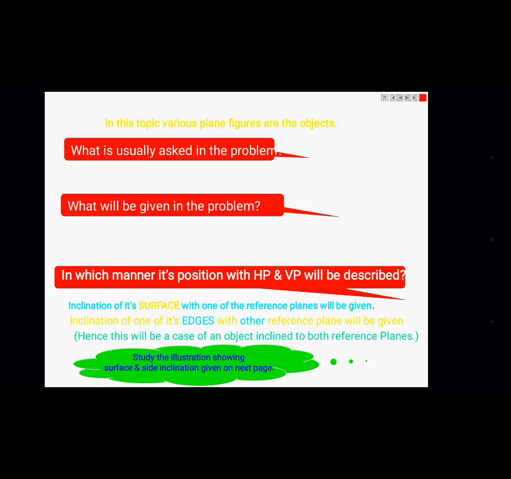So coming to the next step. In the second step, the surface inclination of the lamina is usually given. If it is a HP resting lamina, in the next step you will get HP inclination. The surface of the lamina will be inclined with respect to HP angle. And if it is a VP resting lamina, category 2, then immediately in the second step you will get VP angle inclination. Surface inclination with reference to VP angle, you will get it.